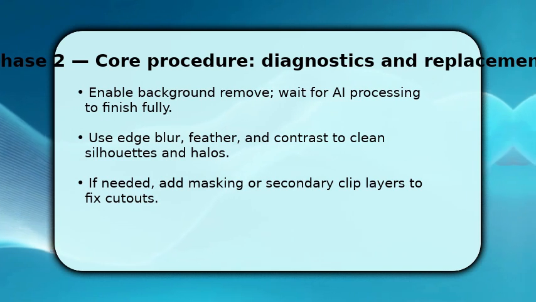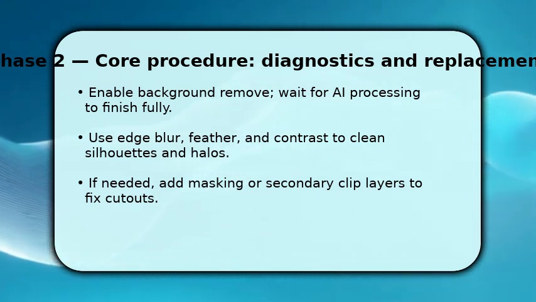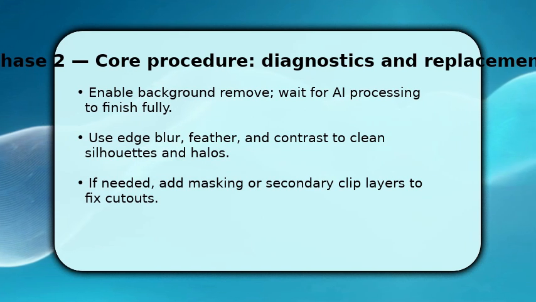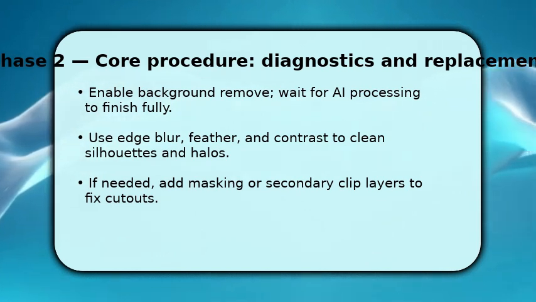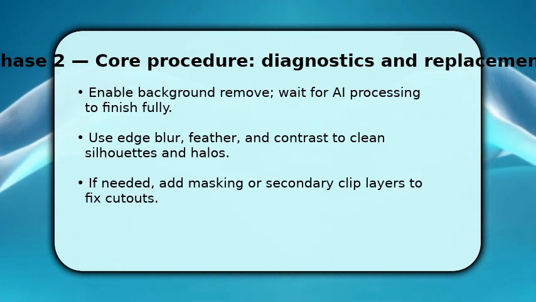You should adjust edge feather to soften cut edges and increase contrast or brightness slightly to reduce halo artifacts. If clothing or hair looks clipped, use the mask tool to manually include small areas or duplicate the layer and blend with opacity to restore detail. Make sure to scrub the timeline. Refine keyframes so the removal stays accurate across motion.